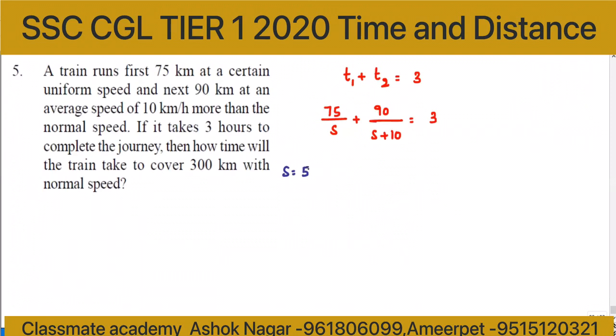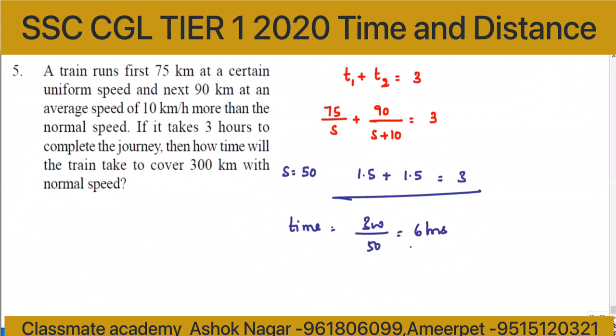If I substitute 50, what is 75 by 50? 1.5. What is 90 by 60? 90 by 60 is also 3 by 2, which is 1.5. 1.5 plus 1.5 is 3 hours. If you are unable to do it in this manner, then you have to solve a quadratic equation itself. Understood? Now, what is the speed in this case? The speed is 50. Obviously, what is time? 300 by 50. It takes how many hours? 6 hours.